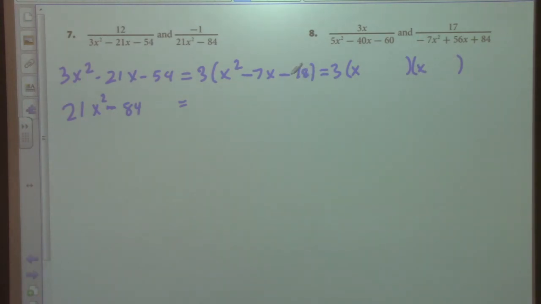Okay, what you're looking at, got a minus here. So you're looking for two numbers that multiplied together equal 18, but the difference between them is 7. So -9 and +2. Okay, I think that's right, because 9 minus 2 is 7, okay, good. And then this one right here, this 21x squared minus 84, what's that going to be?